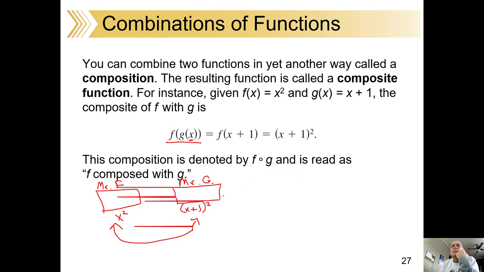Oops. This wasn't x plus 1 squared down here. My mistake. So how does this work?